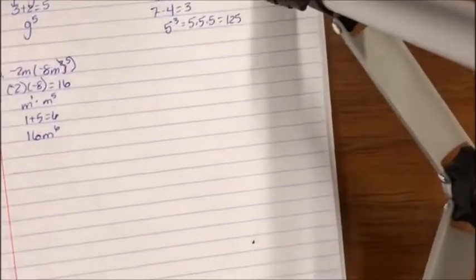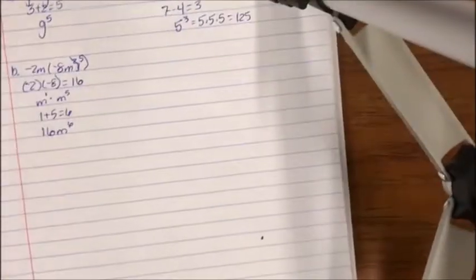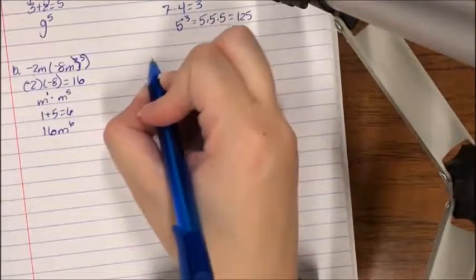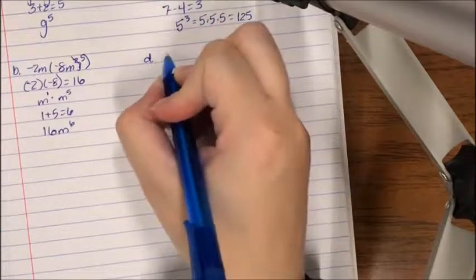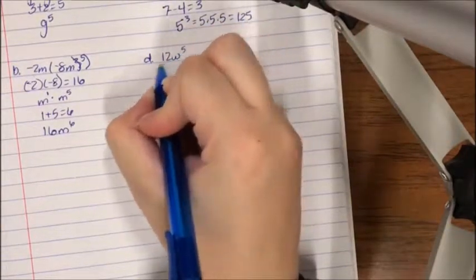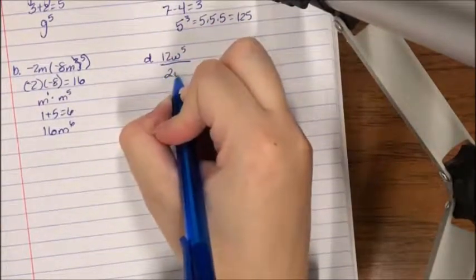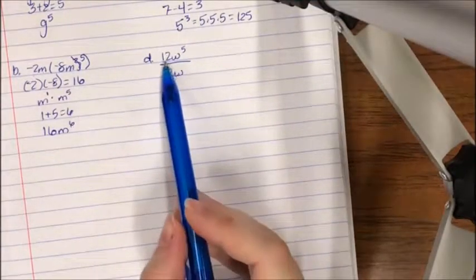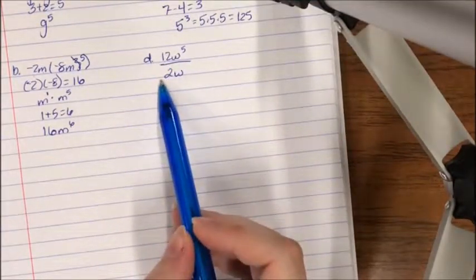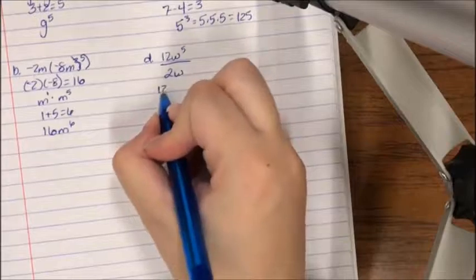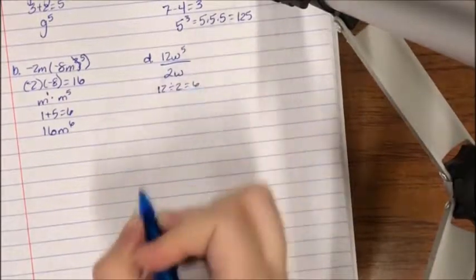Okay. Letter D says 12w to the 5th divided by 2w. Okay. So letter D, 12w to the 5th divided by 2w. Okay, so I want to look at the numbers first. 12 divided by 2 does divide. 12 divided by 2 equals 6.